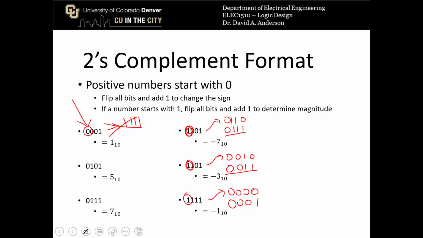So what's convenient about 2's complement format for negative numbers is that there's no negative 0. So we can actually represent one more number in 2's complement than we could in 1's complement. So that's very convenient for us.